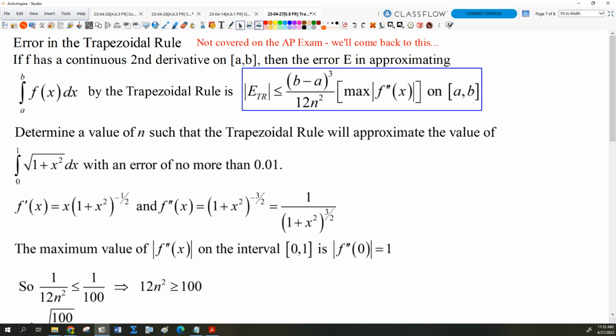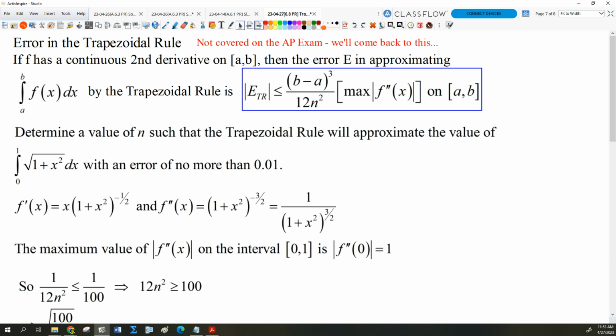Okay, the other part that we're not going to get into, this is not on the AP exam, we'll come back to this. If the function has a continuous second derivative, then there is an error formula for approximating the error in the trapezoidal rule, which is really interesting. This is how you find it, using this formula. The maximum error, the absolute value of the error, is less than or equal to this expression, guaranteed. What is this? B minus A cubed over 12n squared.